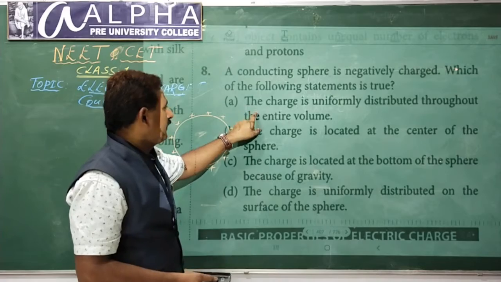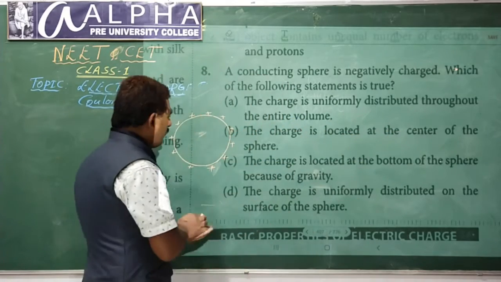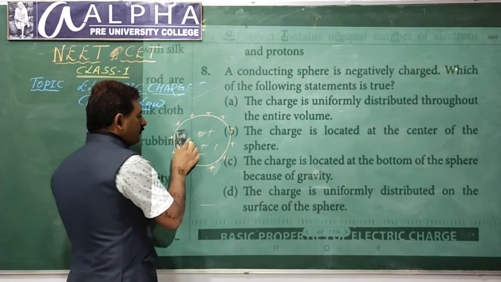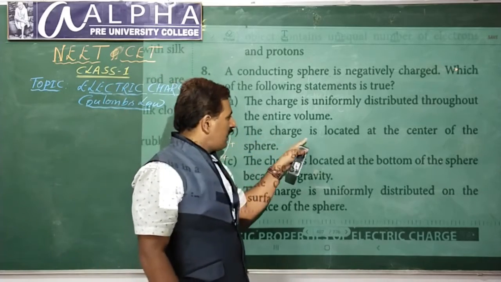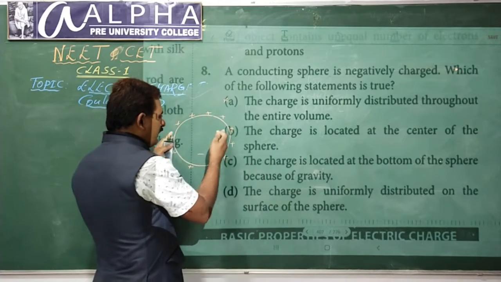This idea has been used to frame this question. Let's read the options. Charge is uniformly distributed throughout the entire volume. Entire volume means it must be all around. It's not so. Okay, this is wrong then. Come to the second one. The charge is located at the center of the sphere. No. It comes to the surface.